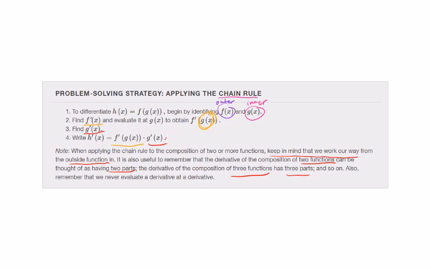Okay. And then also remember that we don't evaluate the derivative at a derivative. So in other words, it's not going to be f prime of g prime of x, right? That's not how this works. Okay. So notice how g of x on the inside stays the same. When we take the derivative of the outer function, the inner part doesn't change, and we'll see that in our examples.